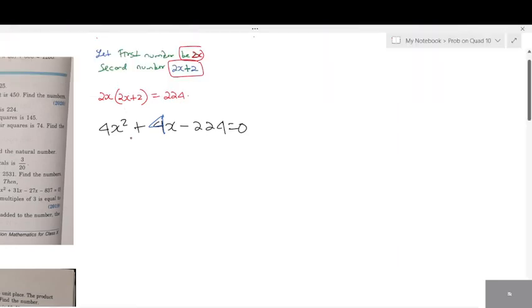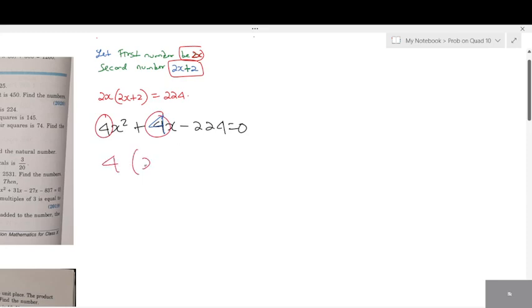Okay, look at this equation. How do you normally solve this? Using factorization. How do you factorize this, students? Before that, reduce this to lowest term. Check if anything is common. What is common to them?